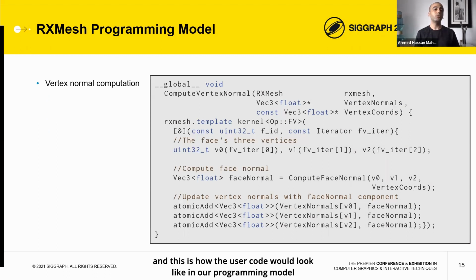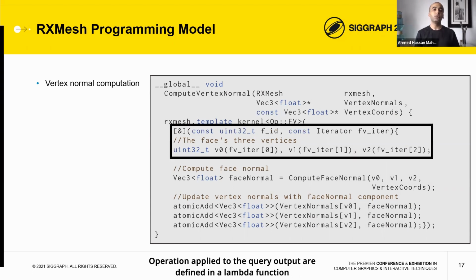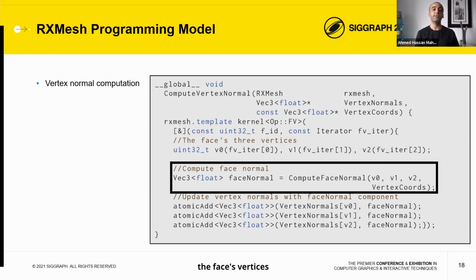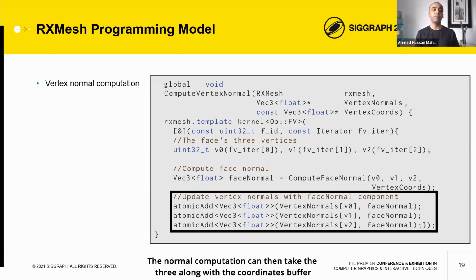And this is how the user code would look in our programming model. The query operation is defined as a simple template parameter. The operation applied to the query or output is defined in a lambda function, which has an iterator and handle signature, from which the user retrieves the face's vertices. The normal computation can then take these three vertices along with the coordinate buffer, and then finally the normal is atomically added to the three vertices.